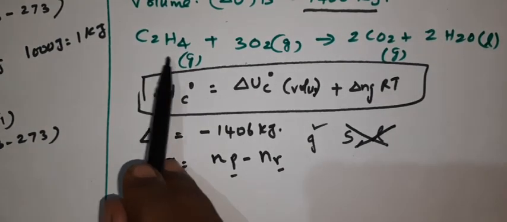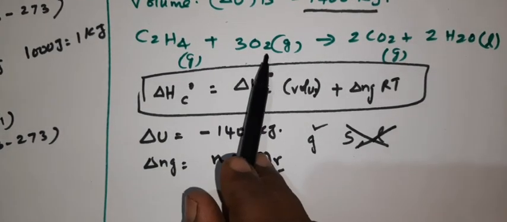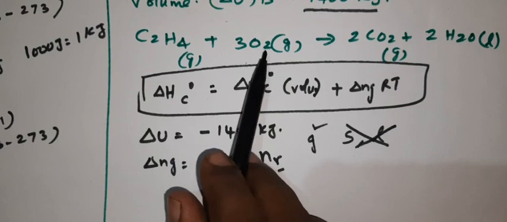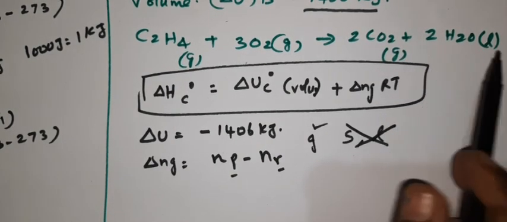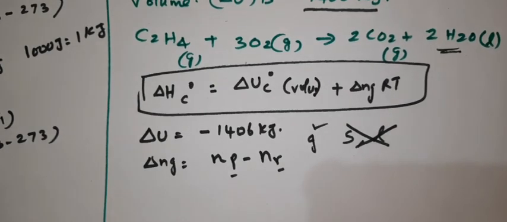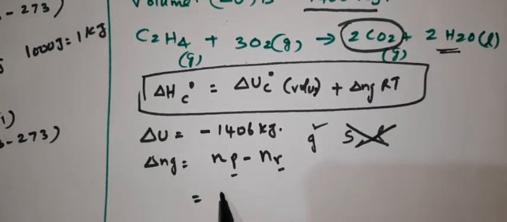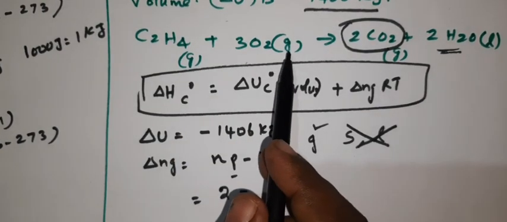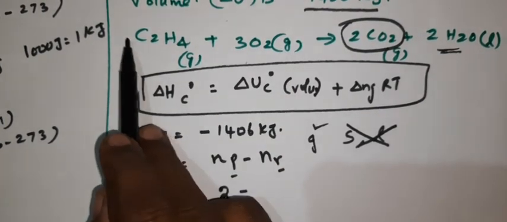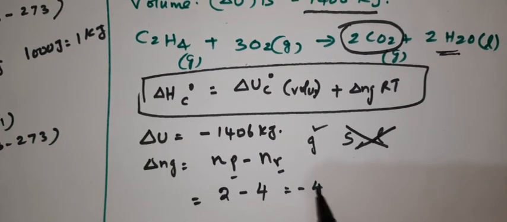So C2H4, ethylene, plus oxygen. Combustion means it reacts with oxygen. Ethylene plus oxygen gives carbon dioxide gas plus liquid water. Don't count the water because it is in liquid state. So in the products, only carbon dioxide is considered: 2 minus the reactants, 3 plus 1, total 4, equals minus 2.